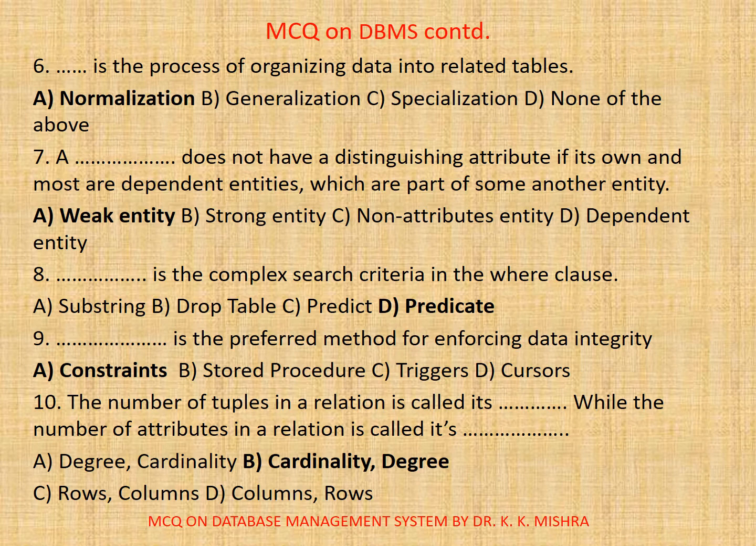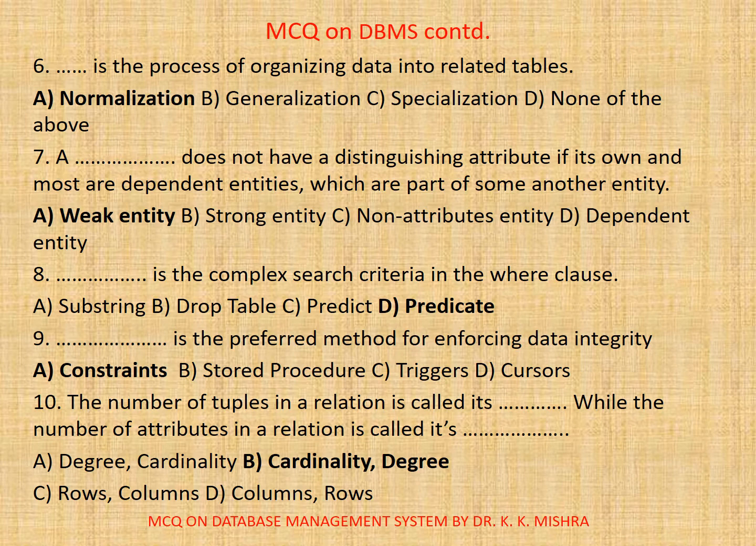Question number 8. Dash is the complex search criteria in the where clause. Options are A. Substring, B. Drop table, C. Predict, D. Predicate. Correct option is D. Predicate.